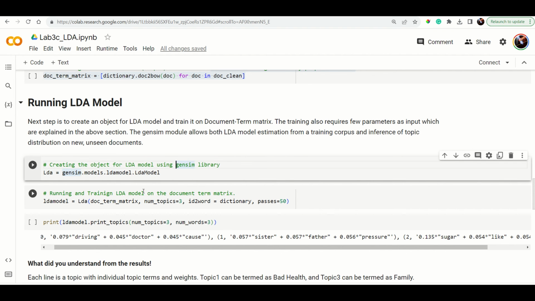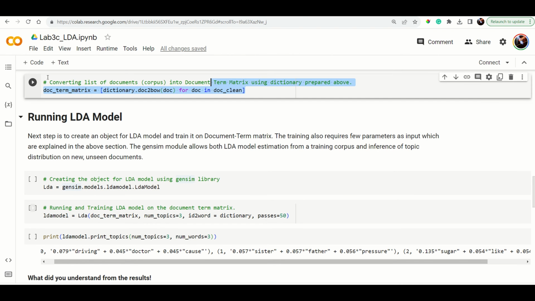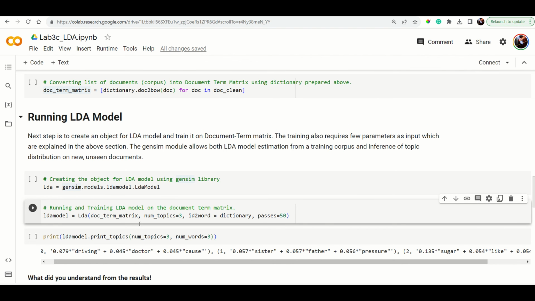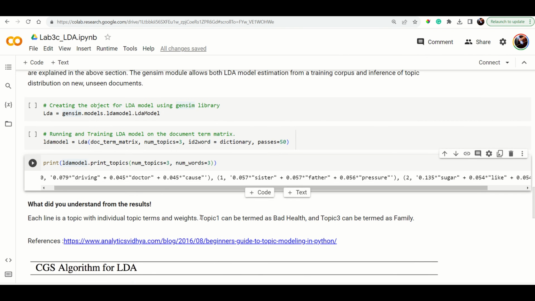And then we have to train, right? We have to do the training, so we have to run and do the training of the LDA model upon the document term matrix, which we have actually got here, right? So this is the document term matrix. We have to apply it upon the document term matrix, and then we are running. So we are basically getting these values, okay?